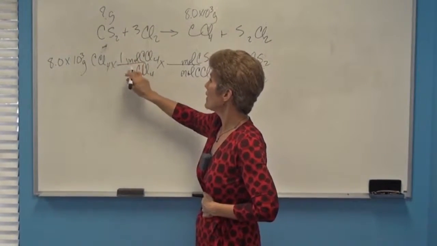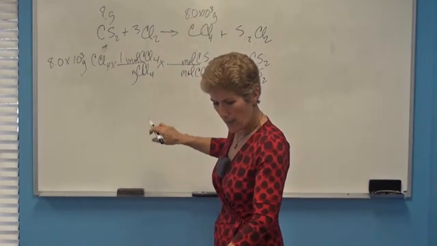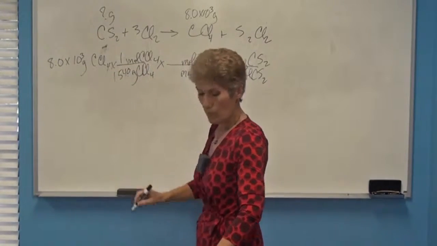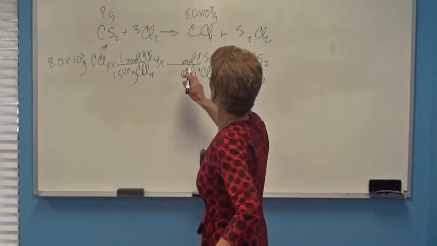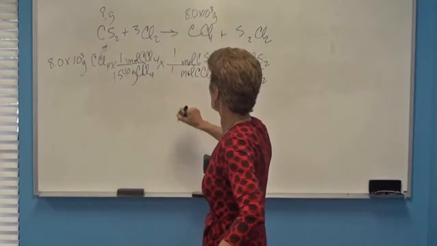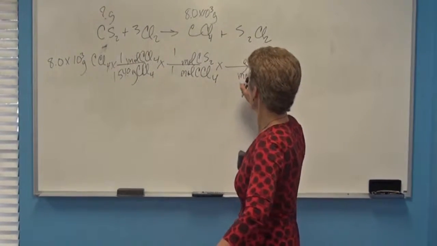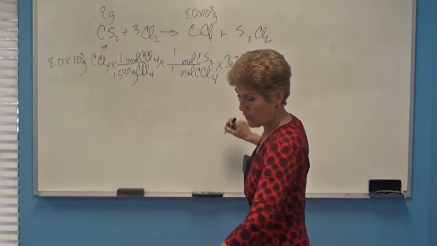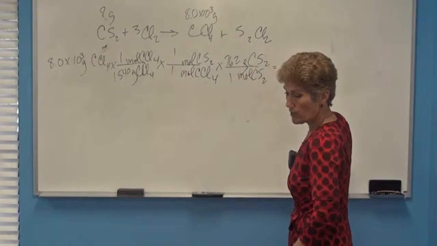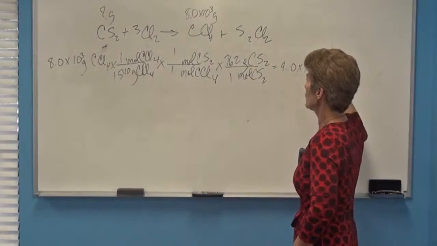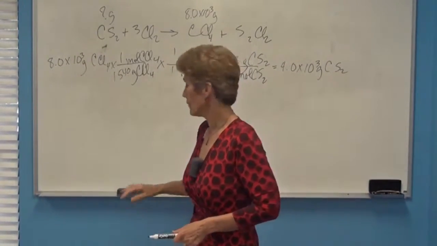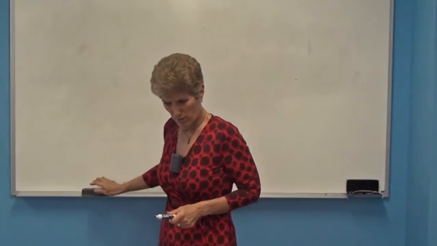So we have 1 mole of this, and you add this up, and it's going to give you 154.0. If you look here, we have a 1-to-1 relationship. And then if you add this up, it's going to give you 76.2, 1 mole of that. And that's going to give us 4.0 times 10 to the 3rd grams of CS2. Okay? Yeah, you really have to kind of keep up with this. All right, but it's the same thing over and over again.